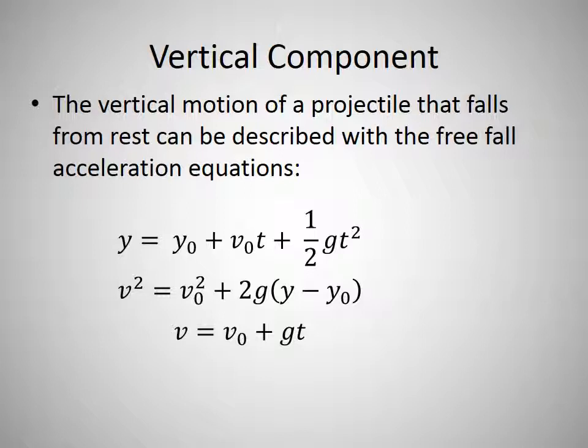Alright, so that vertical part, we're going to use the equations we just got done talking about, where a becomes g, and x and x naught become y and y naught for heights instead of horizontal distances. And the value of g on any problem pertaining to Earth is negative 9.81 meters per squared second, the strength of Earth's gravitational field.